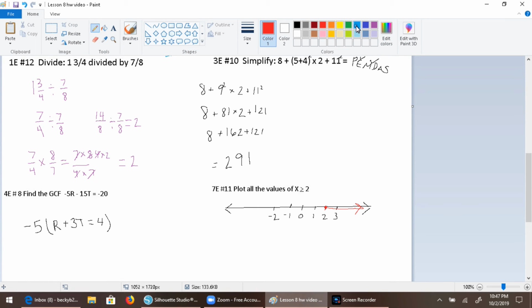Just to remind you, if I had something like x is less than -1, but not equal to, then on the -1 I would put an open circle. And then since x was less than, I would go to the left.